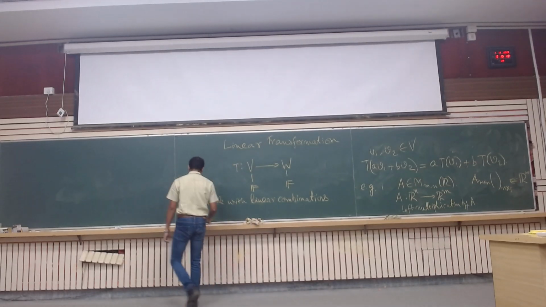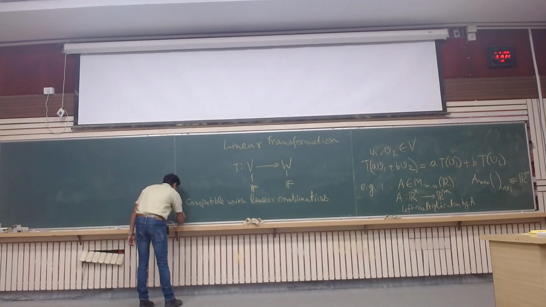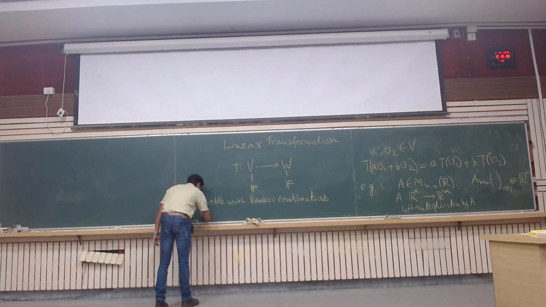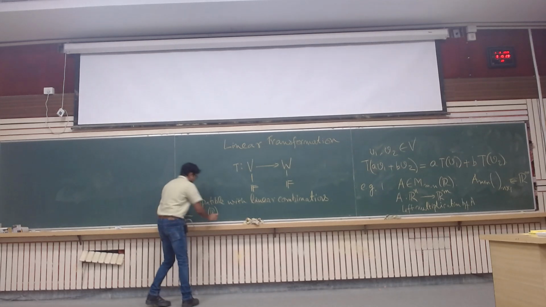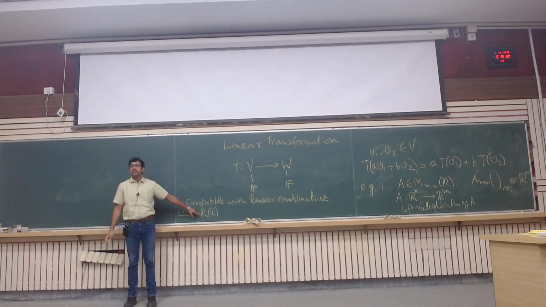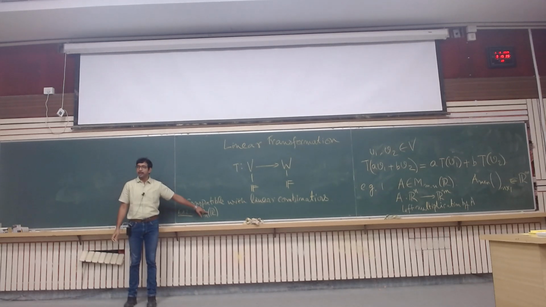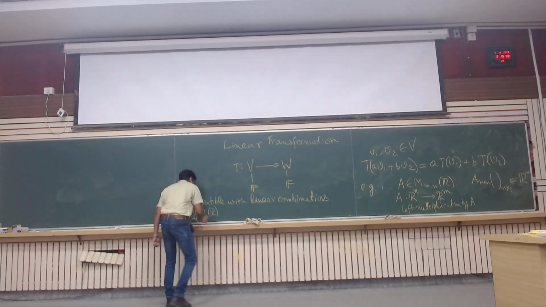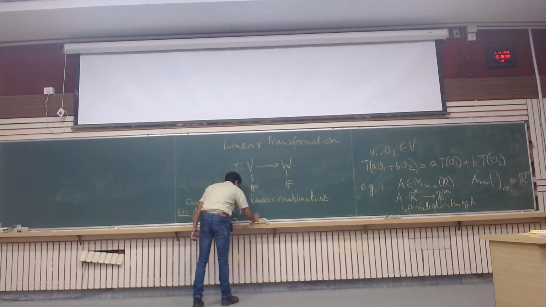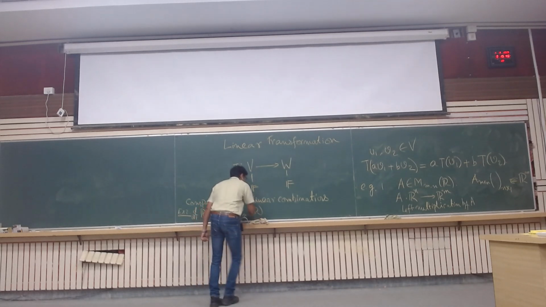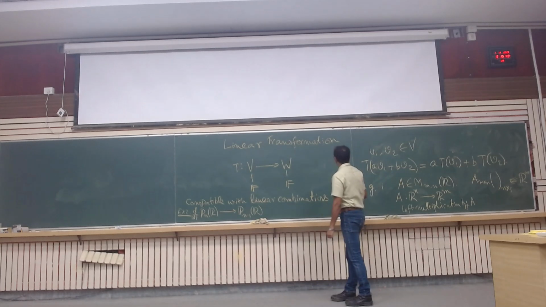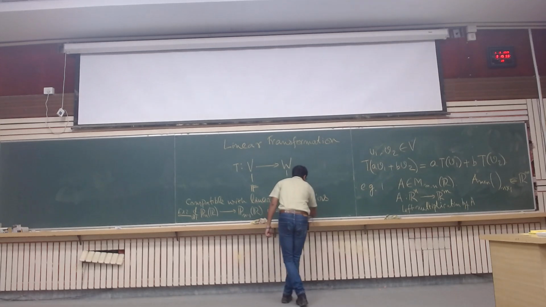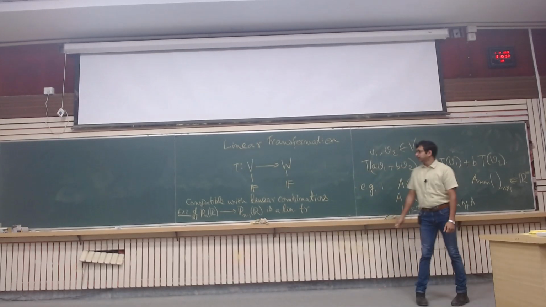Another example, maybe we write here example 2, because we do something else here. Consider this space P_n(R) to be the set of polynomials of degree less than or equal to n with coefficients from R. Then the differentiation map d/dt from P_n(R) to P_{n-1}(R) gives again a linear transformation.